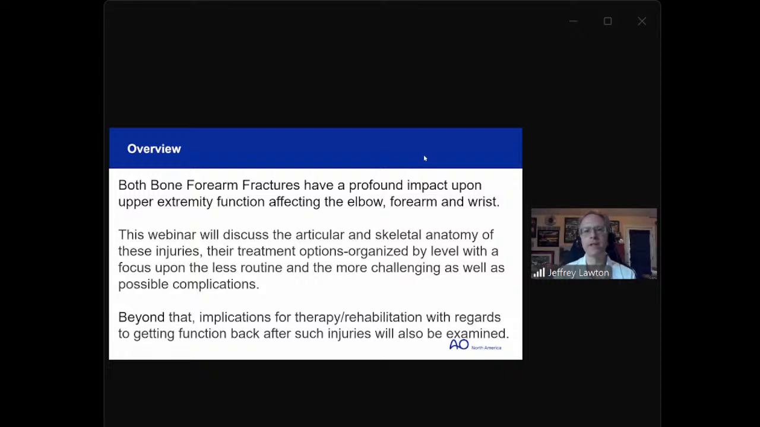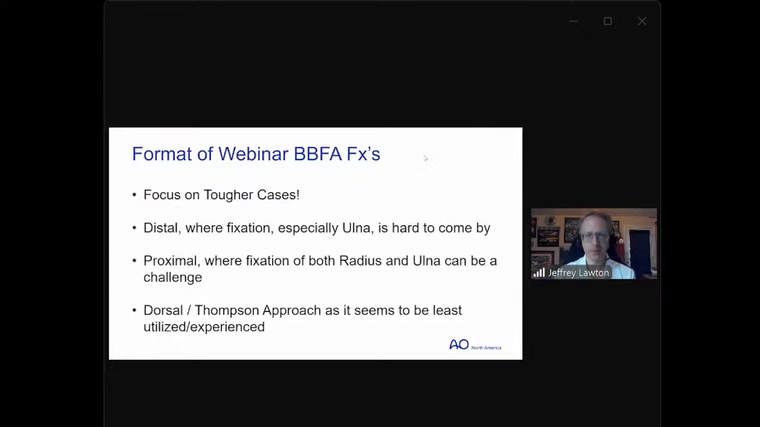In general, as this audience knows, both bone forearm fractures certainly have a profound impact upon our patient's upper extremity, affecting the elbow, forearm, and wrist. This webinar will highlight and discuss the articular and skeletal anatomy, treatment options, and I broke it up a little differently, as you'll see, in that we're organized by level. We want to focus on the less routine and the more challenging, and then we'll talk about rehab and how different cases impact the rehab.